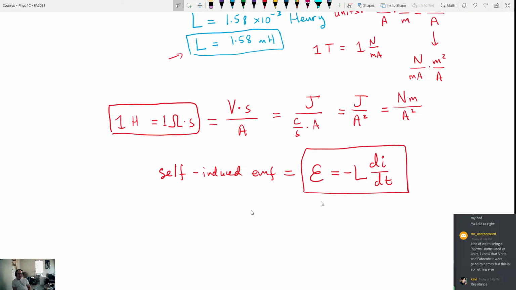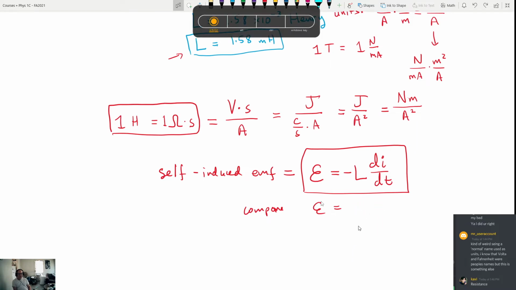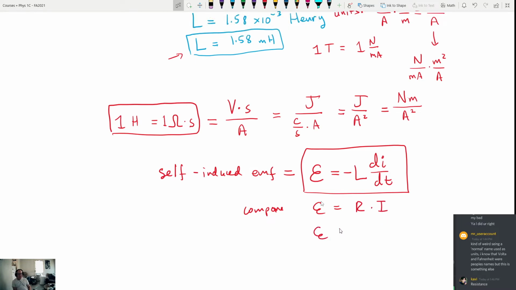You're supposed to compare this to the two other types of EMFs that we've learned about, which are E equal to IR. Let me write it like this, E equal to R times I. And what's the other one? Q over C, right? So we've got these three equations: Ohm's law, the relationship for a capacitor, and now this self-induced EMF. I want to show how they're different from each other.